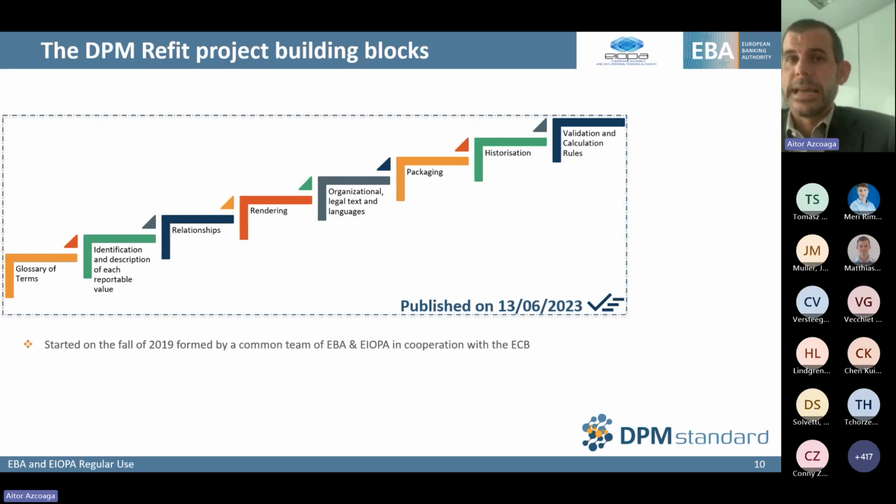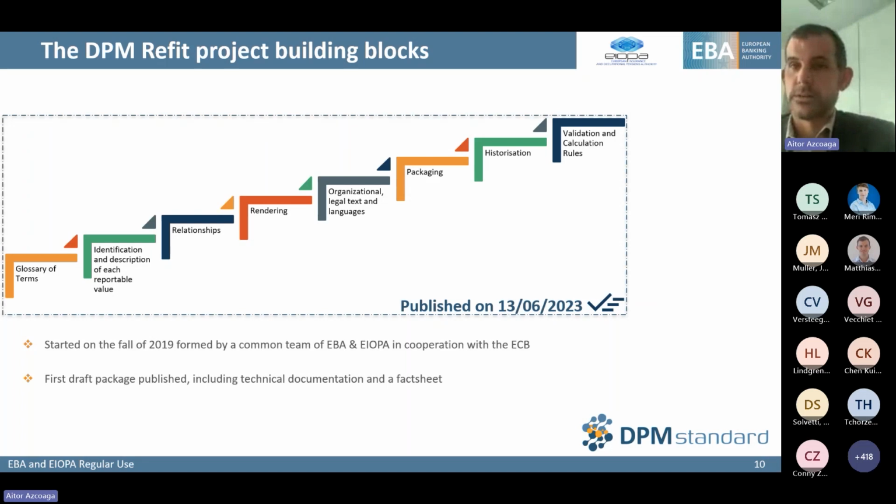We are including, as I put there, 8 building blocks. So we have the new definition of all of these aspects: glossary, identification of reportable values, relationships, rendering, how we are going to link this to regulation, how we are doing the package of the frameworks, and even at a lower level, together with this, a new taxonomy architecture. So there is change coming also in packaging, historization, and the validation and calculation rules. All of this is already public. The documentation is there, and it's for use. We are already training and explaining to the national regulators. It is also for public use by everybody.